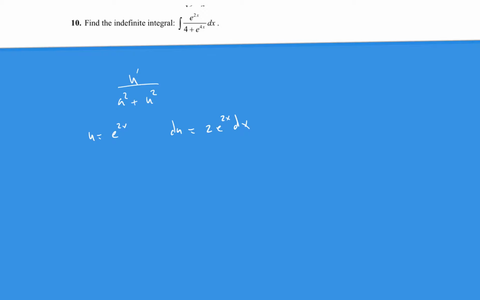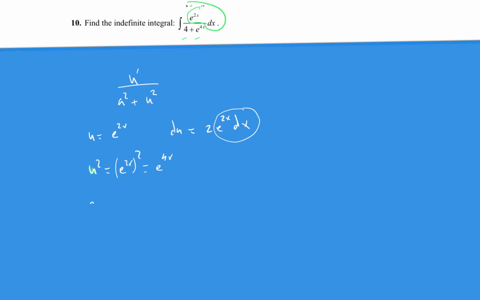So e to the 2x dx is here, okay? And it appears 4 plus u squared, e to the 4x. So u squared is e to the 2x squared, so e to the 4x. So this structure appears for the integral.